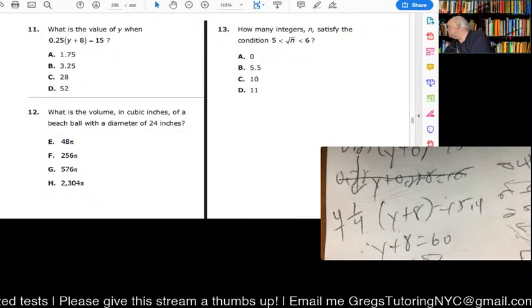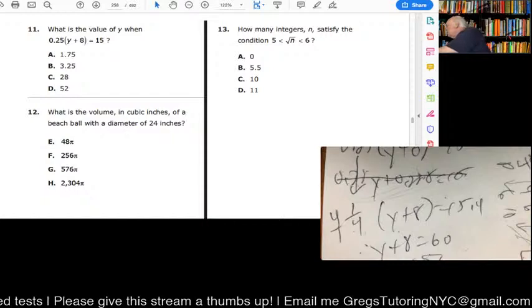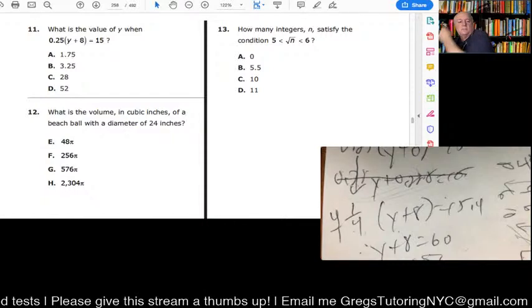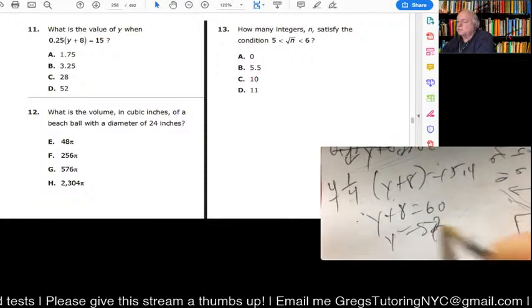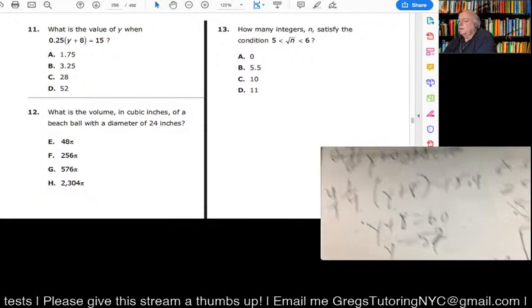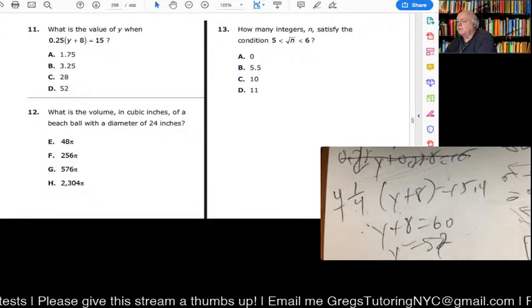Is that the right answer? Where are the answers? What question number is this? 11? 11 is D, and I made a mistake there. It should have been 52. Okay? So this is something you could do in your head. In fact, by putting it on paper probably gave me the wrong error.